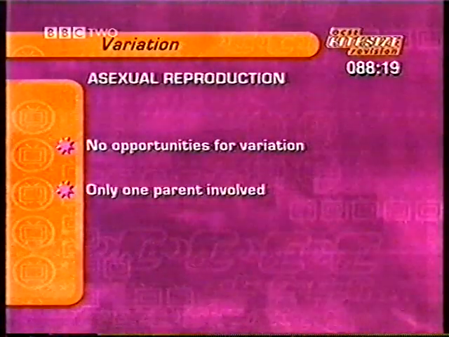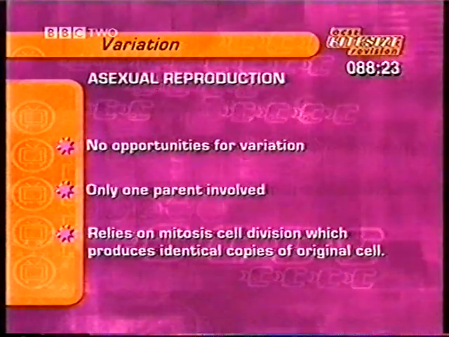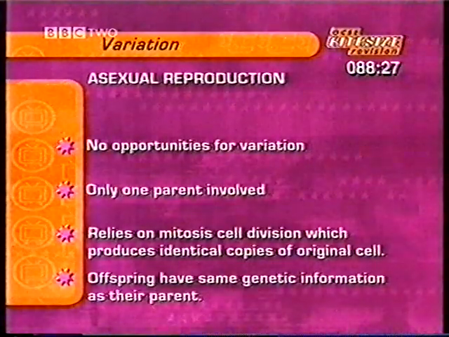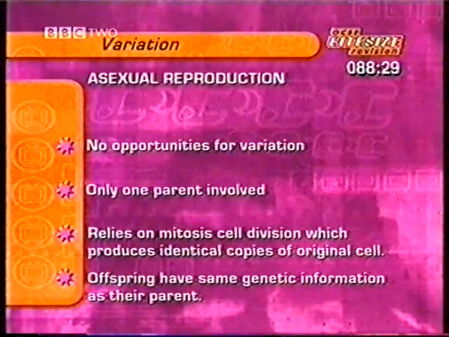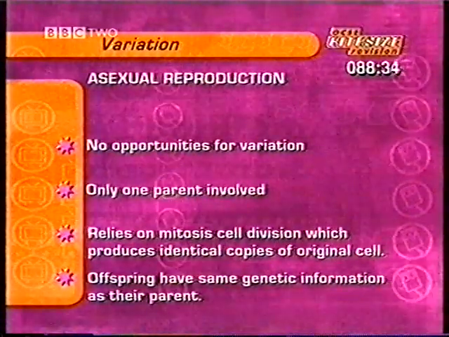Asexual reproduction does not introduce variation. Only one parent is involved, and asexual reproduction relies on mitosis cell division, which produces identical copies of the original cell. That means offspring have exactly the same genetic information and are exact copies or clones of their parents.